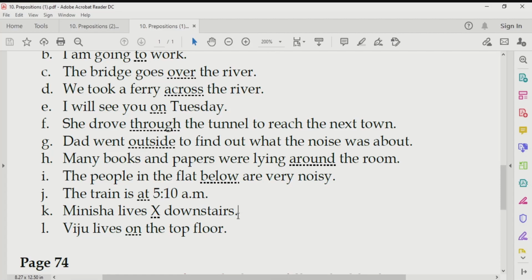Think that you are in the 7th standard classroom. Or you can also think that you are in the first or second standard classroom and somebody asks you, where is the principal's office or where is the staff room? You will not say that they are below. You will say that the office is downstairs. That means you have to walk down the stairs. You can see in the word itself we already come to know the position. So in the same way, Minisha lives downstairs. You will not say Minisha lives at downstairs or below downstairs or on downstairs.